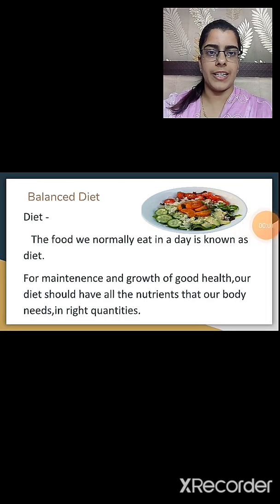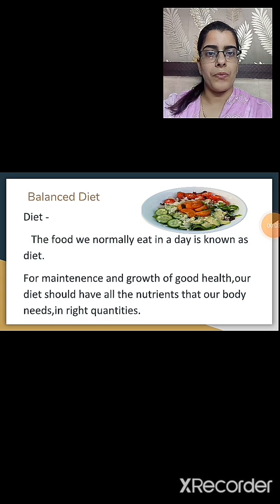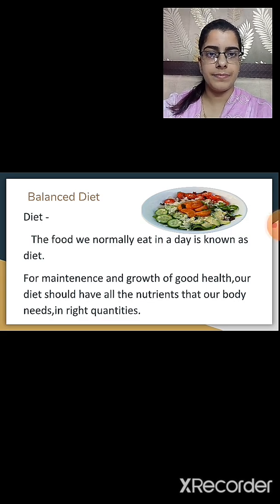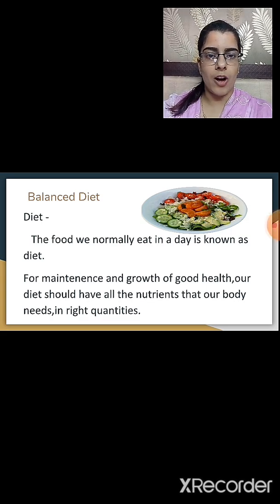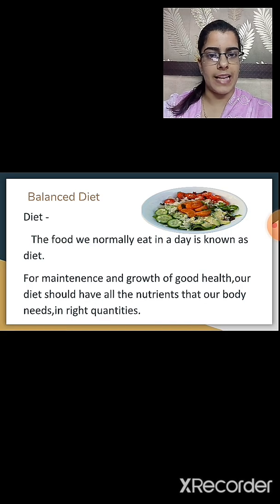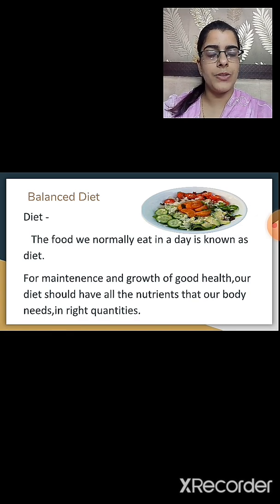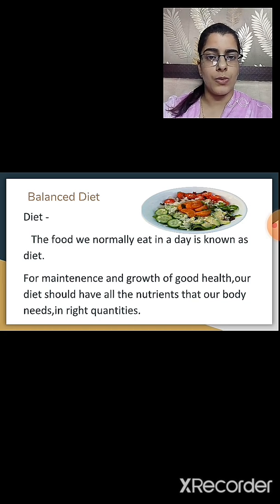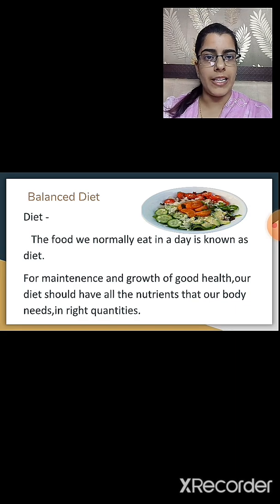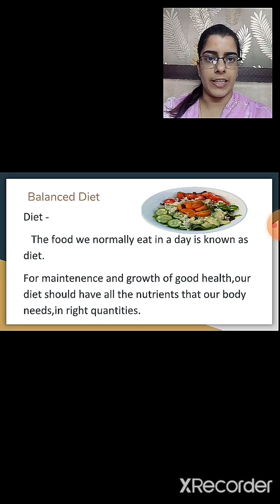Then we have studied about balanced diet. What is a balanced diet? The food we normally eat in a day is known as a diet. But for the maintenance and growth of good health, our diet should have all the nutrients that our body needs in the right quantities.